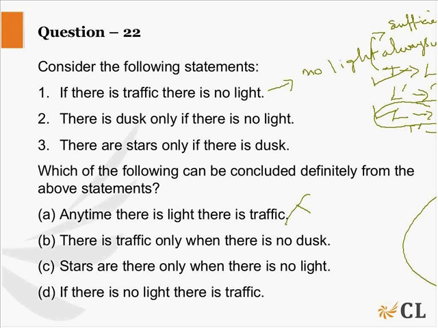There is traffic only if there is no dusk. So what should happen? If there is no dusk, I am not getting a certainty. If there is no dusk in this case, there are no stars. But are the stars and the traffic related? Nothing. Tell me.